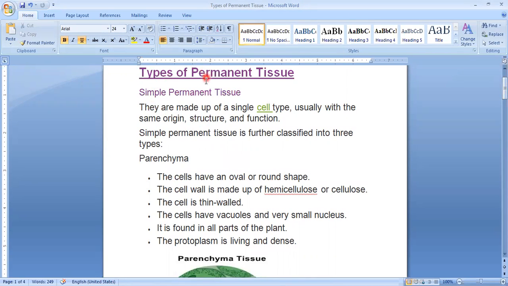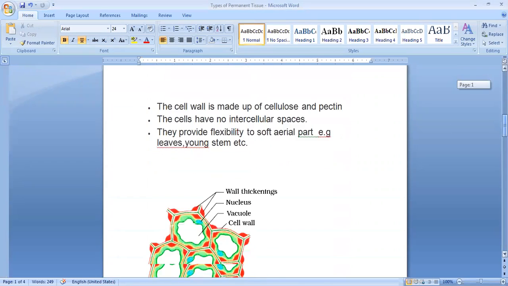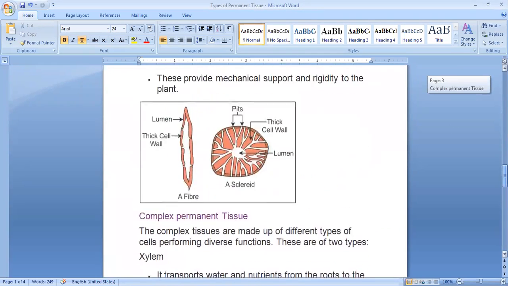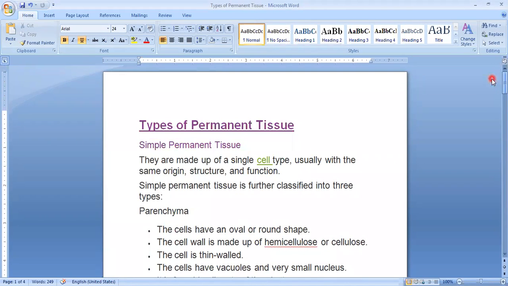Now we can see over here permanent tissue. So these are the permanent tissues. These are the diagrams. We have to study all these and all the diagrams are important. So the tissue which originates from meristematic tissue and becomes permanent at a fixed position in the plant body. They are made up of mature cells that have undergone differentiation. Permanent tissues possess definite shape, size, and function. They have lost their power of division. They may be living or they may be dead.